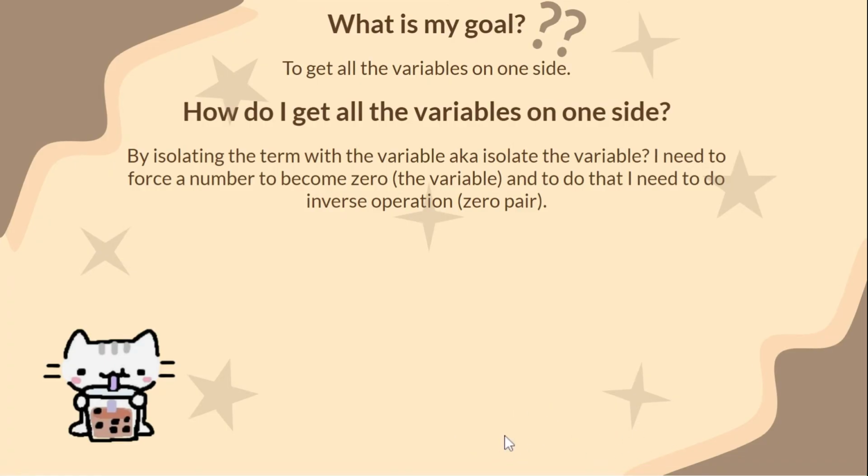So how do we do that? We need to force a number to become zero, aka the variable. And how do we do that? We have to do the inverse operation, or zero pair for short. It's kind of the same thing, kind of not. All right, so this is our equation. What we want to do is subtract 13x. You can also subtract 9x from both sides.